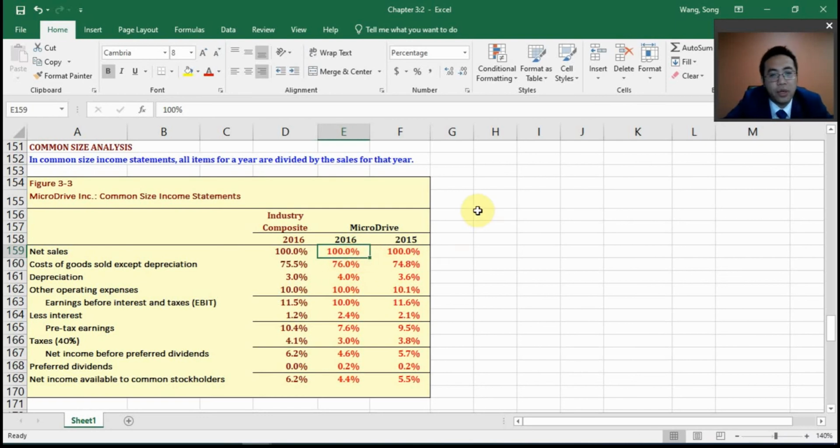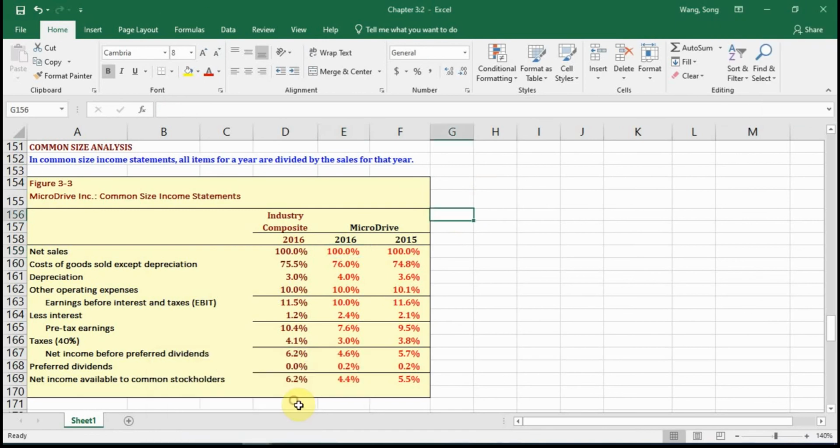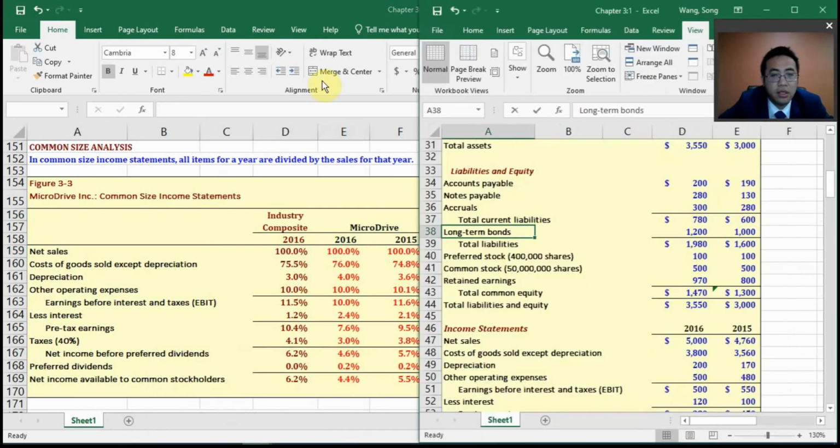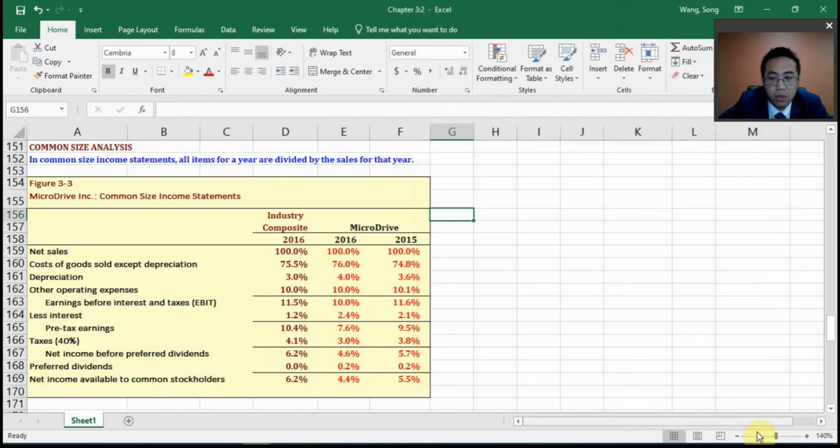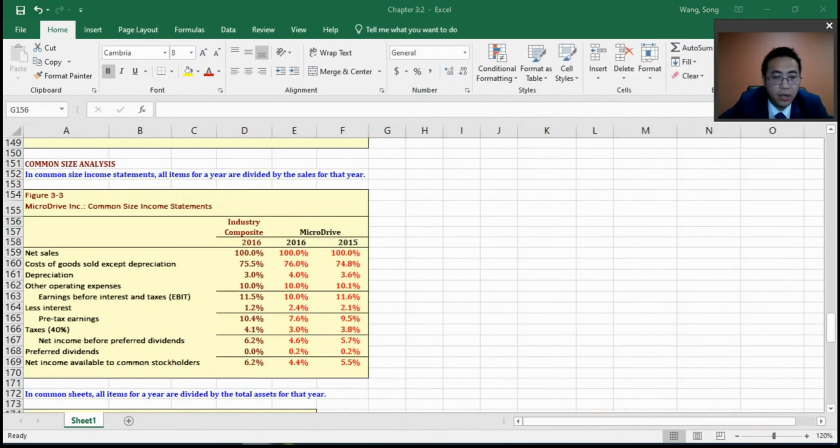So what I'm going to do here, again, I will click the window for reference. All right, this is my window for reference, and for this window, I'm going to zoom it out a little bit.